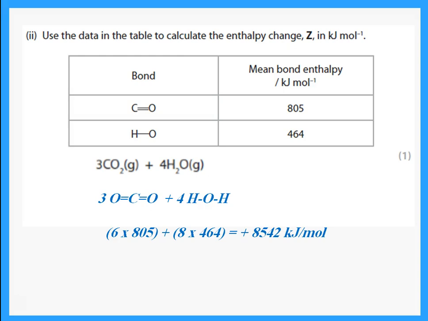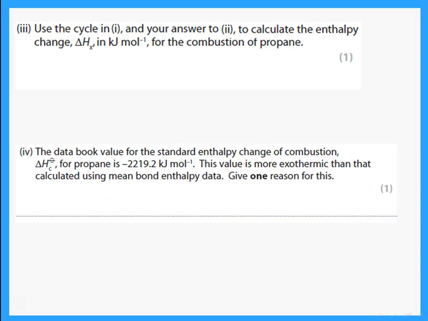So what bonds do we have? We have zero bond O. We have 3 carbon dioxides. Each carbon dioxide has 2 of them. So I have a total of 6 of these. Plus I have 4 water. Each water has 2 OH bonds. So I have a total of 8 OH bonds. So that is the delta H for that reaction.